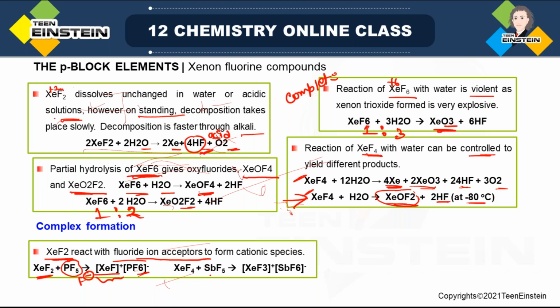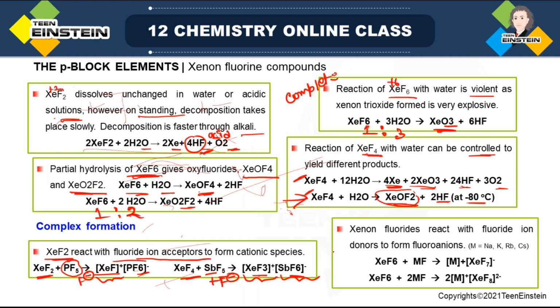Similarly, another example, SbF5. This is also a fluoride ion acceptor, and as it accepts F- from XeF4, it is converted to XeF3+, a similar type of reaction to the previous example, and SbF6-. So plus and minus, overall neutral, but this is the cationic part and this is the anionic part. So in this complex formation, we are seeing that it is donating fluoride ion, but the reverse is also possible.